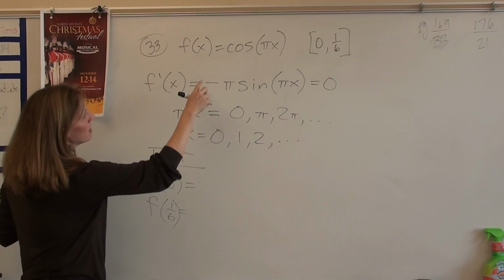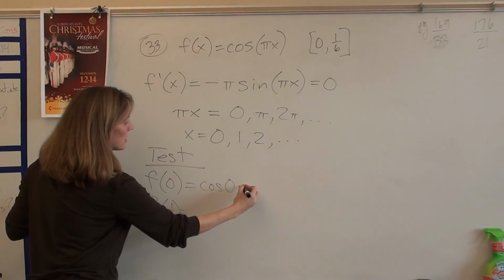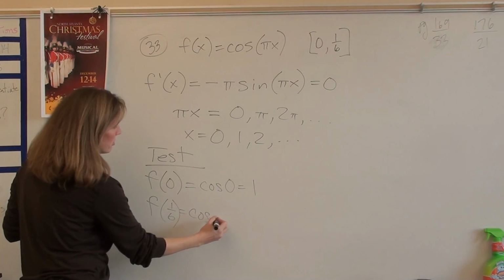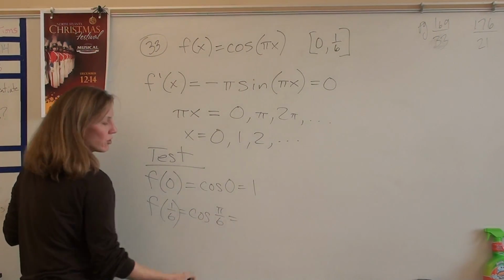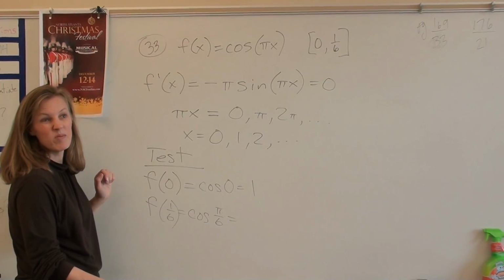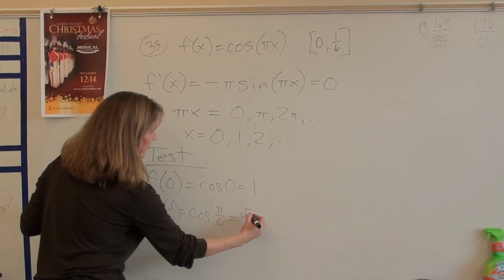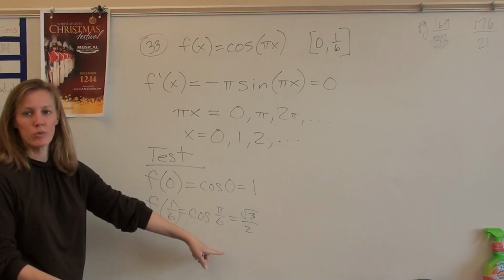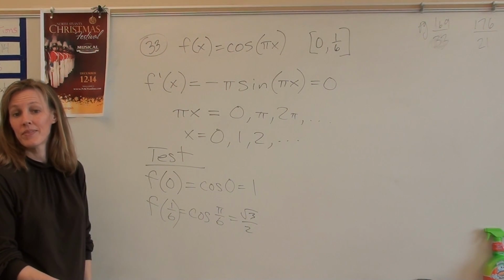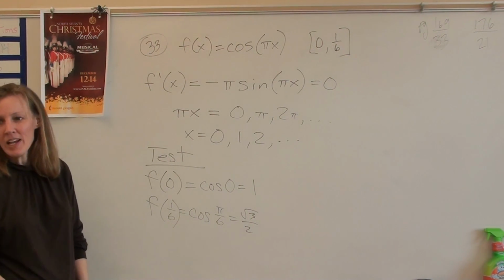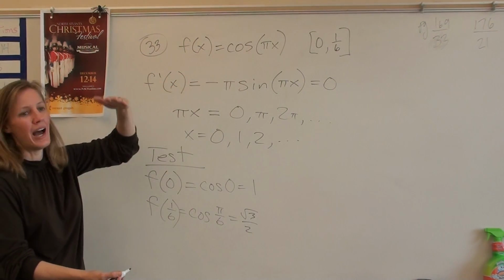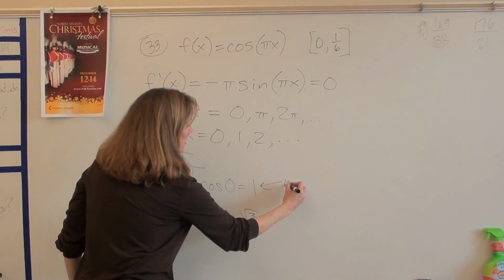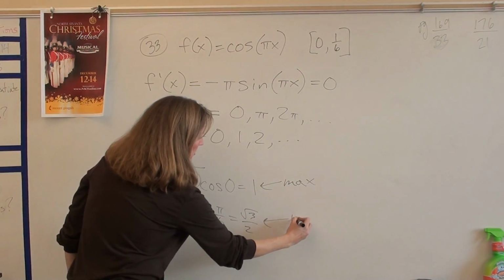So f of 0 is cosine 0. Anyone know what the cosine of 0 is? 1. It's 1. f of 1/6 is the cosine of pi over 6. Anyone know what that is? Root 3 over 2. Okay. Which of these is bigger, 1 or root 3 over 2? 1. And if you think about it, it's a cosine function. The highest it's going to be is 1, right? So anything else is going to be lower. So this is our max, and this is our min.